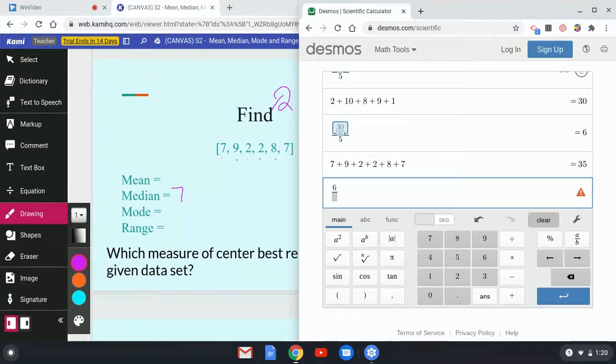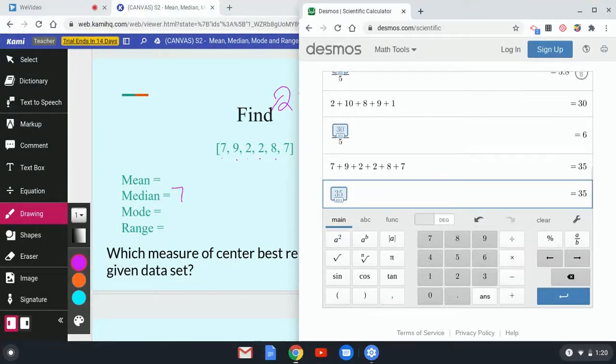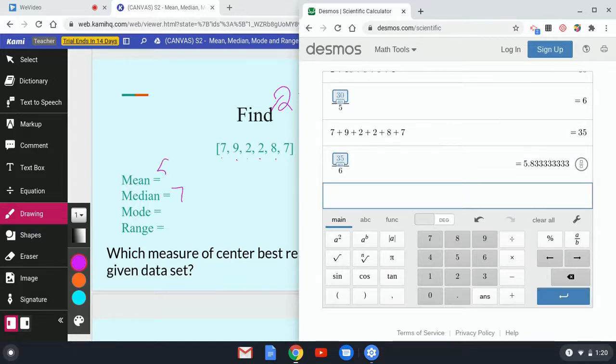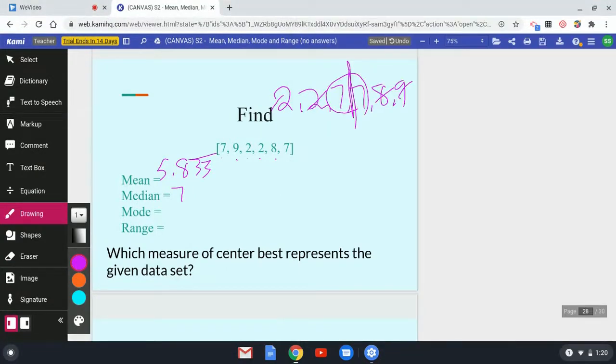Silly Mrs. Smith. Here we go. Divide that by 6, and we get 5.833 repeating. The mode is the one that appears the most. 2 modes in this one, 2 and 7. The range is the difference between, 9 minus 2 is 7.